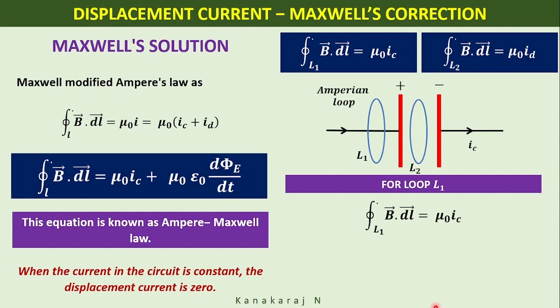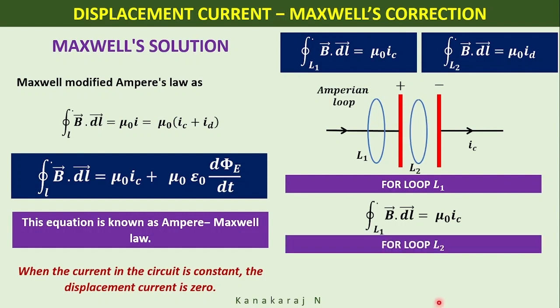Let us go for the second loop. In the second loop, we don't have the first term, mu naught IC. There is no conduction current between the two plates of the capacitor. Between the two plates there is a time varying change in electric field, which is responsible for the current called displacement current. So integration over closed loop L2 of B vector dot dl vector equals mu naught times ID, which equals mu naught times epsilon naught times d phi E by dt.